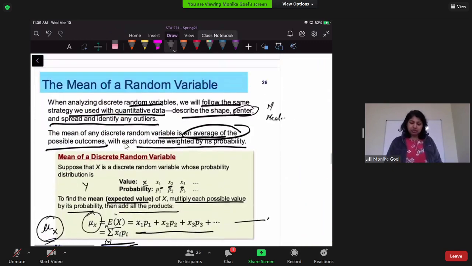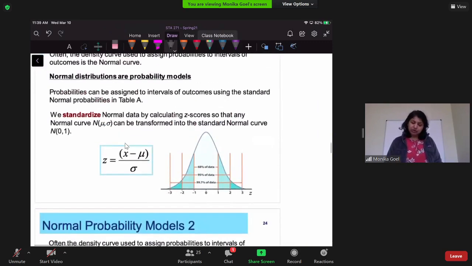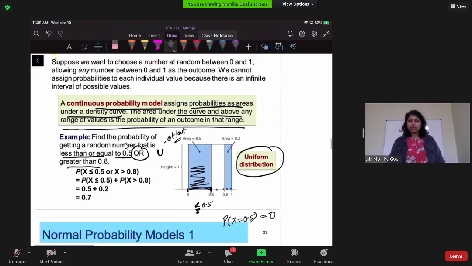But in continuous, either you have that sign or you don't, it's not going to change anything. If you forget this part, you still get the same answer. So either you say less than or equal to 0.5 or less than 0.5, it's not going to change anything. So I'm talking about this part, the probability of this or this. So either this or this.